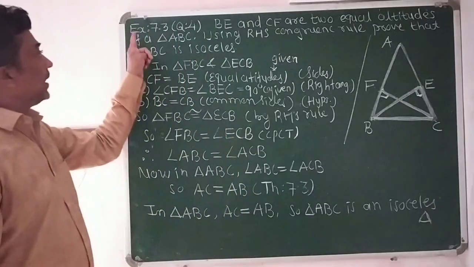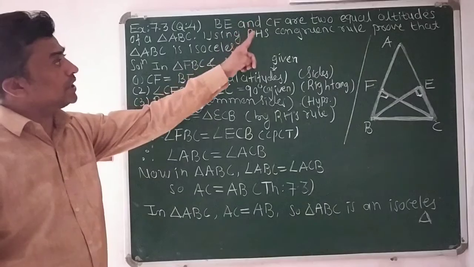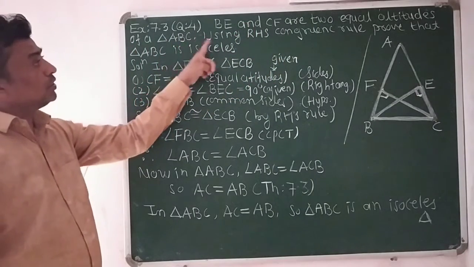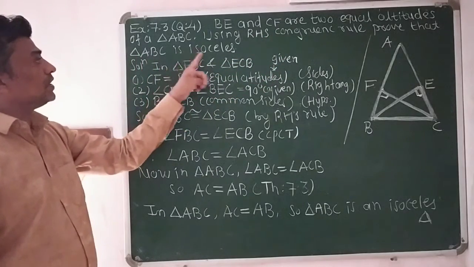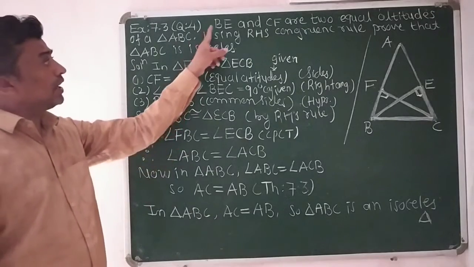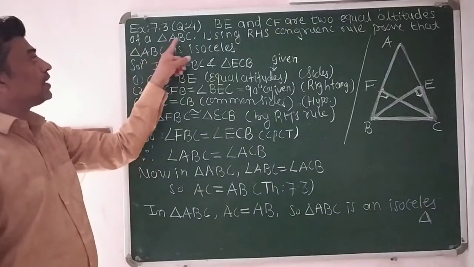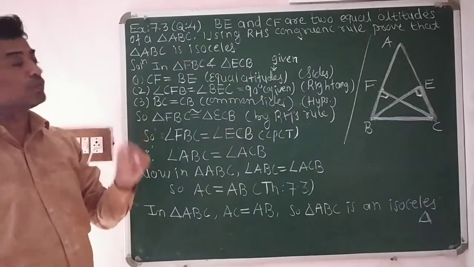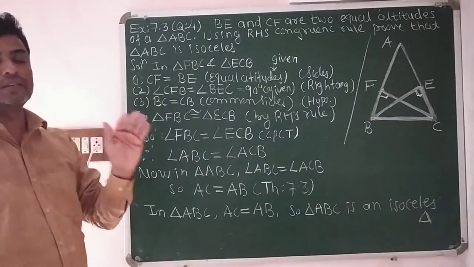So see children, exercise 7.3 question number 4. BE and CF are two equal altitudes of triangle ABC. Using RHS congruence rule, prove that triangle ABC is isosceles. So see children, in the given question, altitude BE and altitude CF both are equal in triangle ABC. And using RHS congruence rule, we have to prove that triangle ABC is an isosceles triangle.